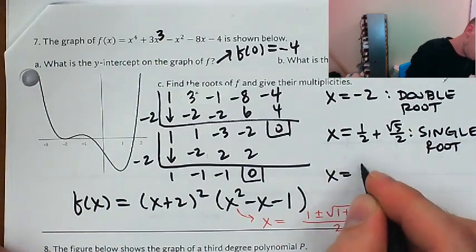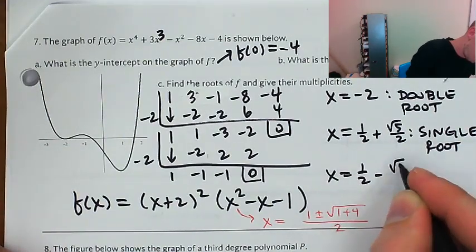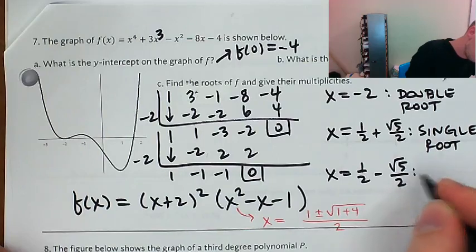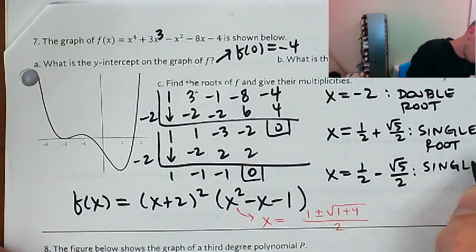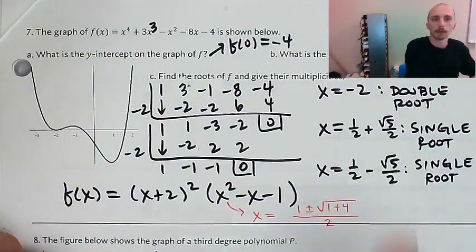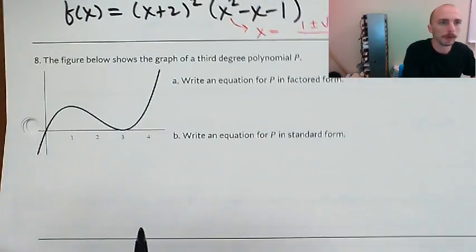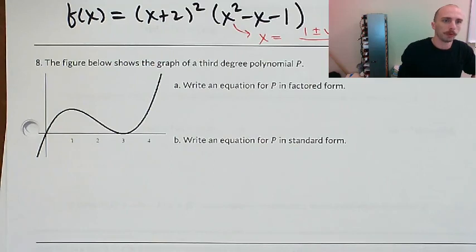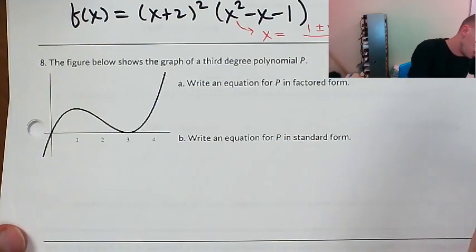Okay, x equals 1/2 minus root 5 over 2 is also going to be a single root. And those are the roots and their multiplicities. Okay, so let's move on. All right, figure graph of a third-degree polynomial. Write an equation for p in factored form.